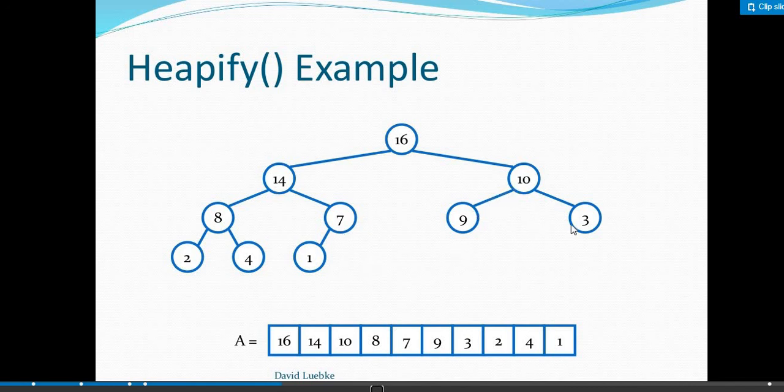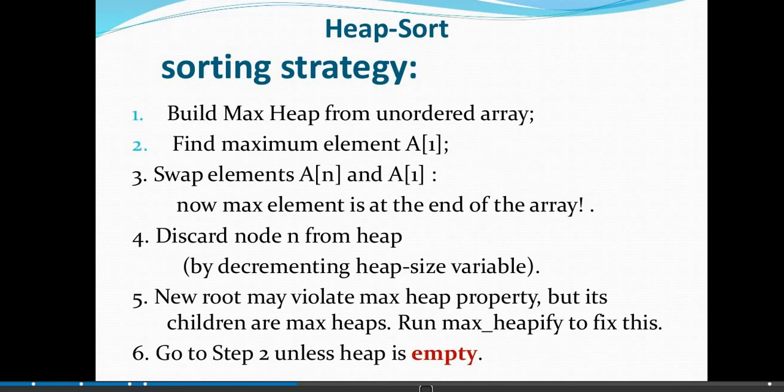At this level, 10 and 9 and 3 are the smaller numbers. At this level, 8, 2 and 4 are the smaller numbers. 1 is a smaller number, right? So we'll go to the next: how to perform the sort. So that was the method for making the tree.